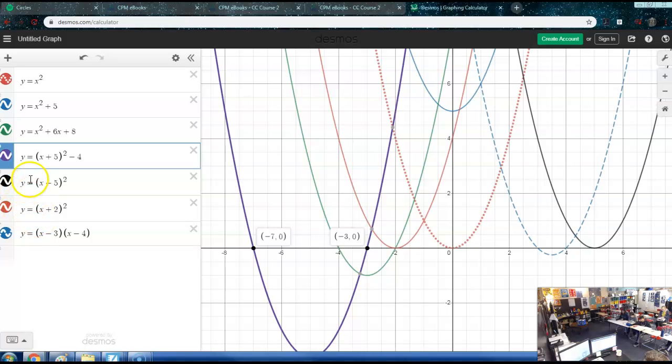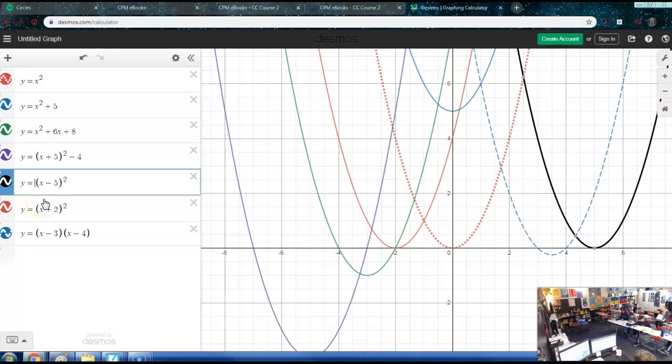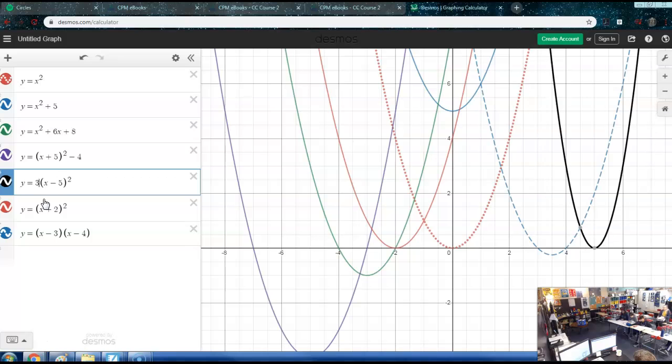But if we applied the 3 that we had on here, what does that do? It makes it how much it opens. We call that stretch / compression. So to make the graph of y equals x squared stretch / compress, that's what you want to put there, because that's really mathematically what we call them. So on the first line, stretch / compress.